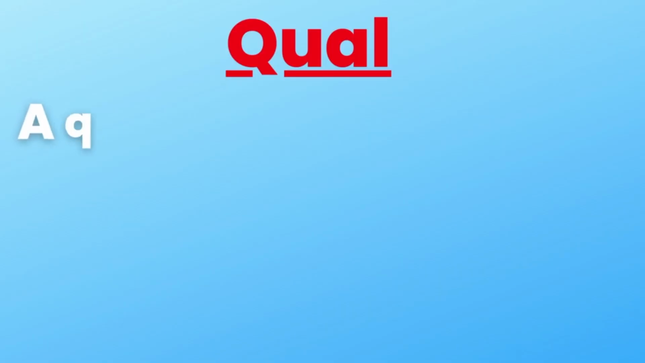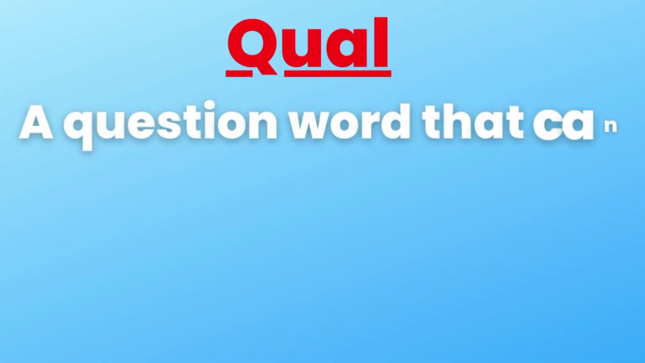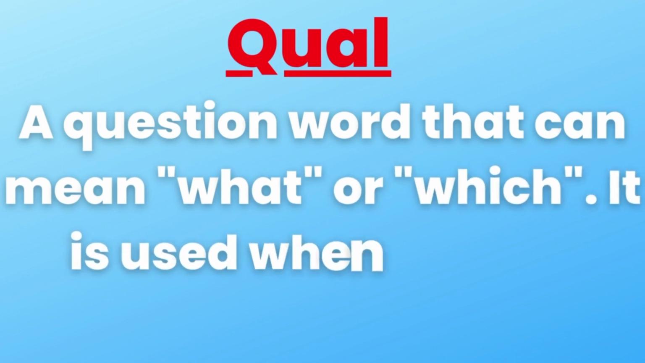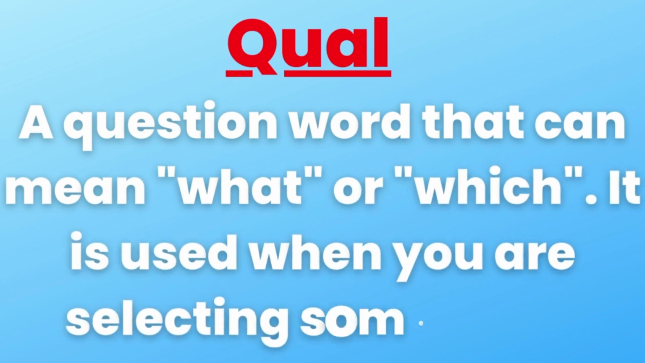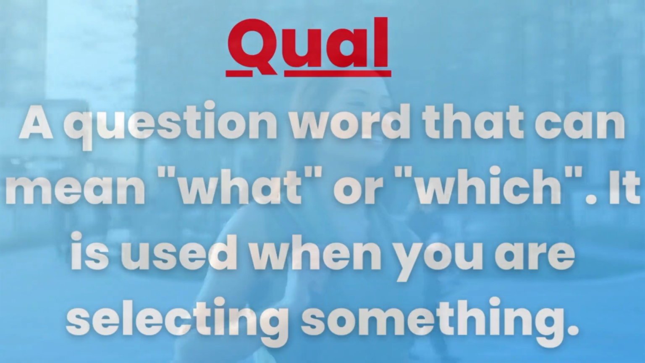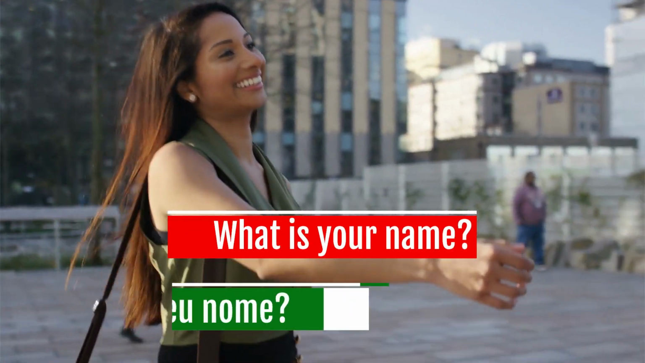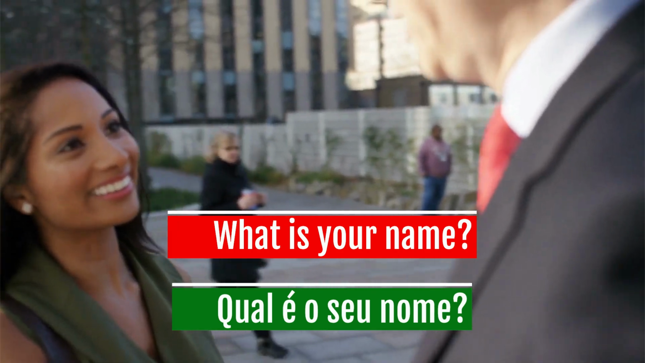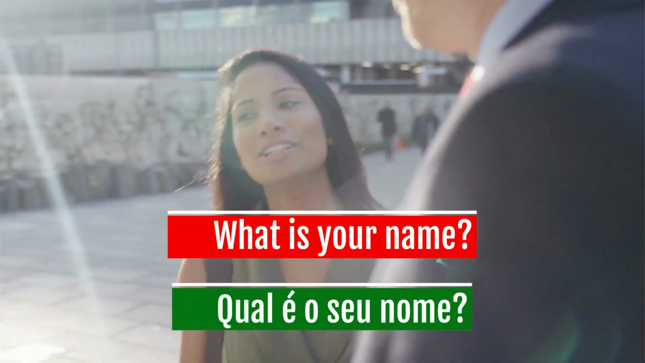Another way of saying what is qual. Qual is a question word that can mean what or which. It is used when you are selecting something. Here are some examples when it's used as what. What is your name? Qual é o seu nome?